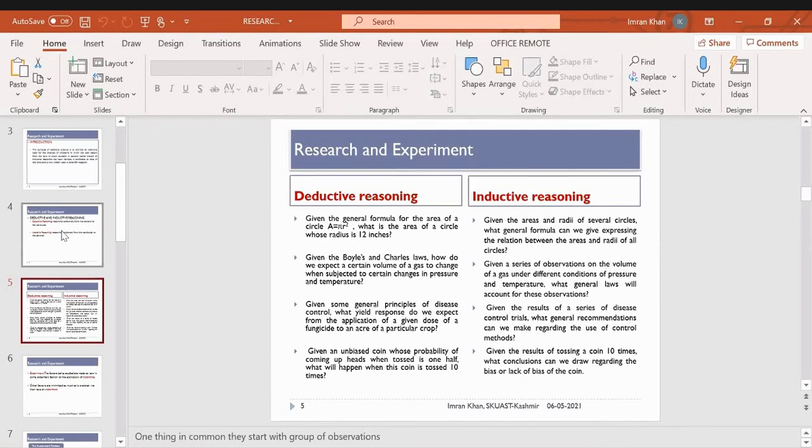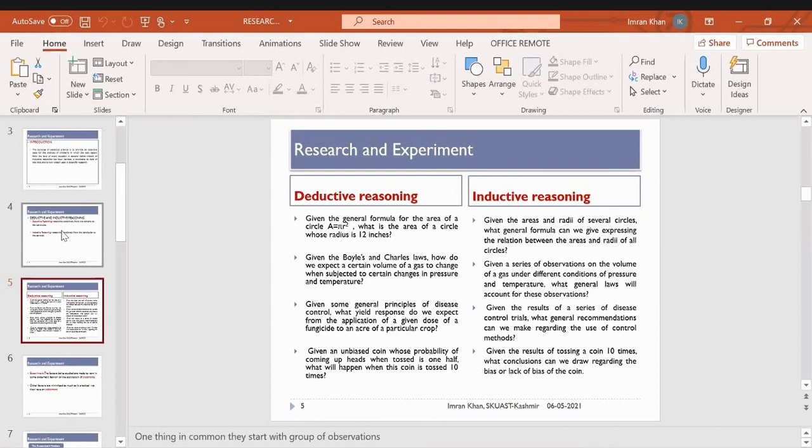Now see, deductive reasoning and inductive reasoning. Given the general formula for the area of a circle, which is A = πr², what's the area of a circle whose radius is 12 inches? This example is a case where we go for deductive reasoning, from general to particular, because the general is A = πr². Then you have a particular case: we need to find the area of a circle whose radius is 12 inches. So we are moving from general to particular case. This we call deductive reasoning.